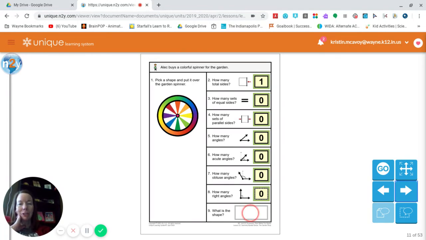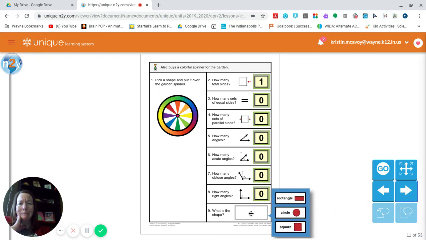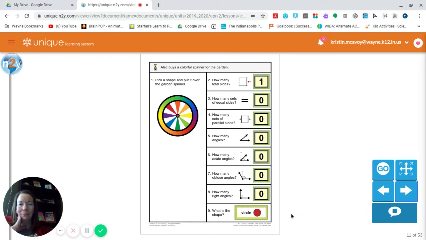And the final question, super easy. What is this shape? A rectangle, a circle, or a square? You know this. You knew it from the moment you saw it. It's a circle. Circle is very simple. One side, no angles. Great work.